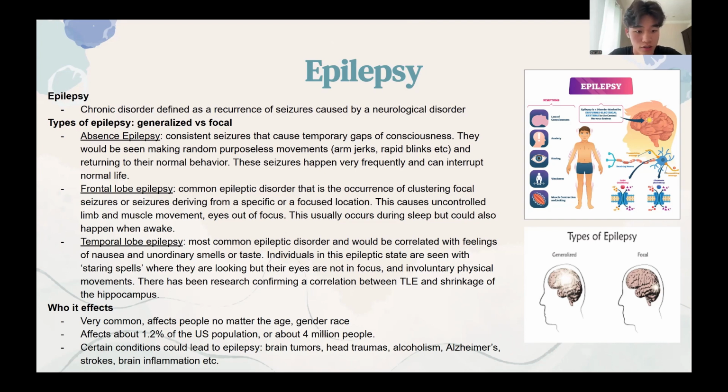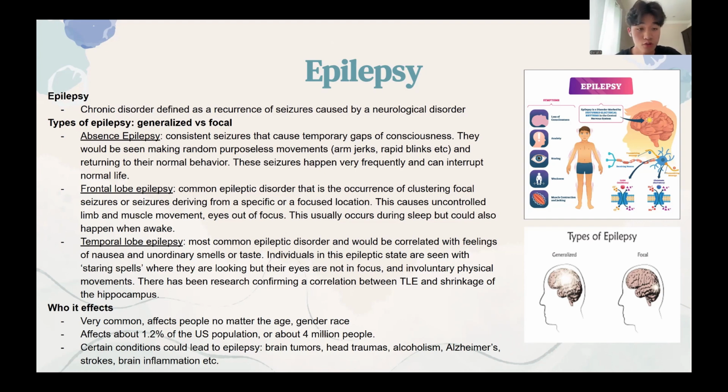So first off is absence epilepsy, which consists of seizures that cause momentary gaps in consciousness, and they could be seen making random purposeless movements like arm jerks, rapid blinking, and that sort of stuff. Afterwards, they'll return back to their normal behavior. These seizures happen very frequently and can interrupt normal life.